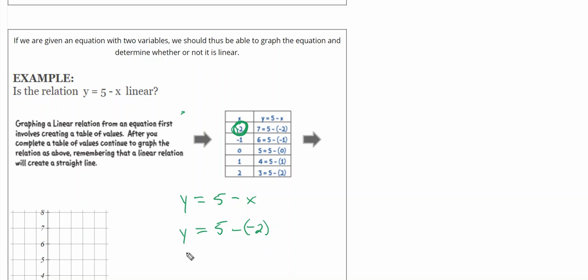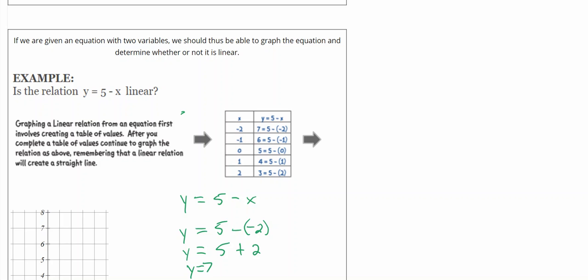And how that changes things. That's the same thing as y is equal to 5 minus a negative, which is the same thing as just plus 2. So y is equal to 7. That's the way this is written here. It's written a little bit funny. It says 7 is equal to this, but it's the same thing: 5 minus -2 is equal to 7.